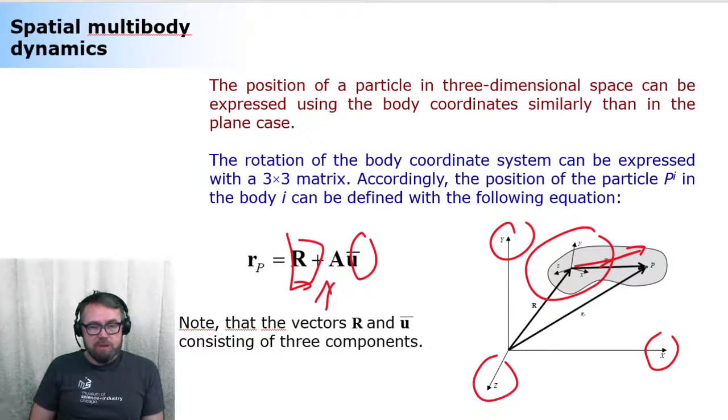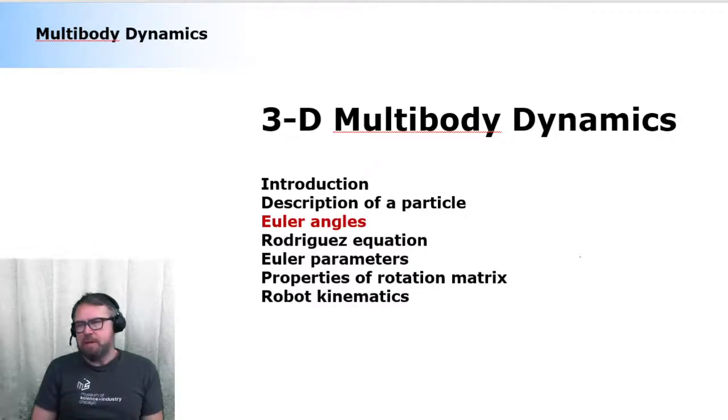This is business as usual. No surprises here. The dimensions are the only difference. Now we're gonna take a look at the first methods. So the first one is Euler angles, and I think today we also have time to look at the Rodriguez equations as well.